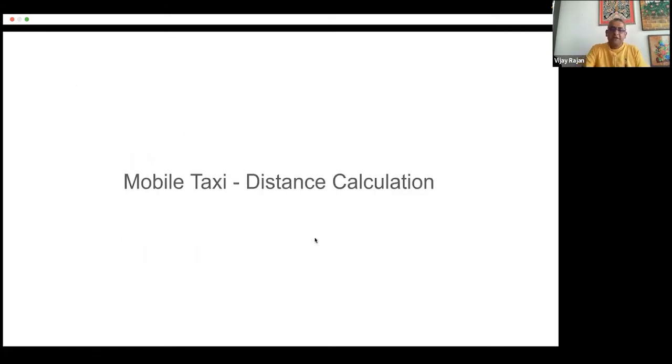All right. So the first use case, and I'll do a quick check on time, 8 minutes up. Okay. The first use case, distance calculation for mobile taxi. I'll stop sharing my screen and explain a little more visually after the next slide.